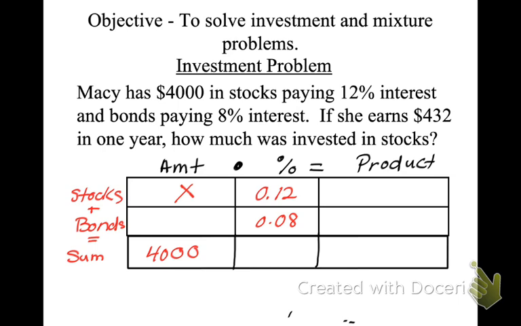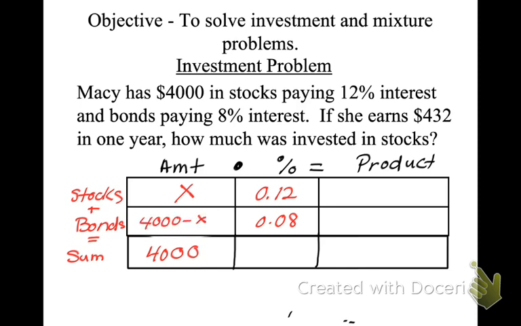And do we know how many bonds? No. So if I know the total, can't I call this the total minus the stocks? Are you with me? Can we call it that? So we'll call it 4,000 minus our temporary. Do you understand how I got that? 4,000 minus X. Is that clear?